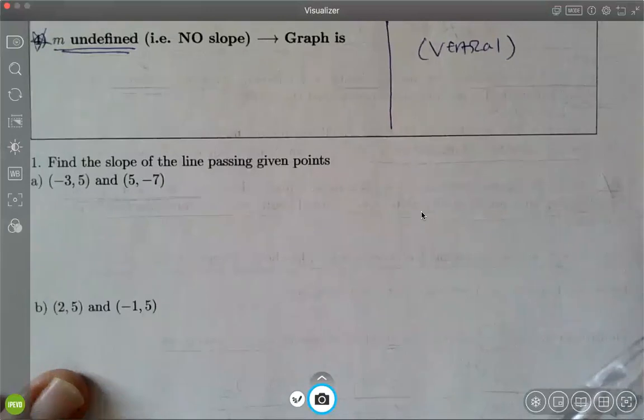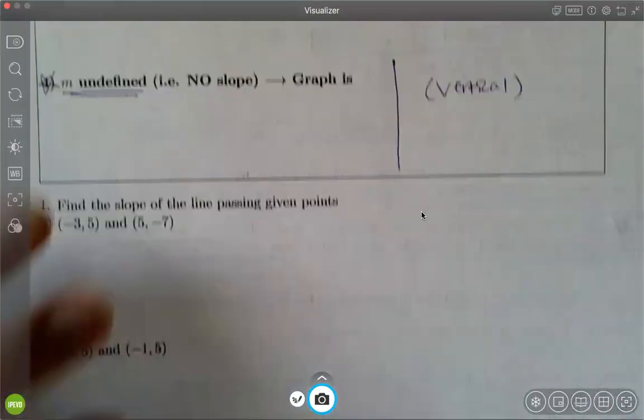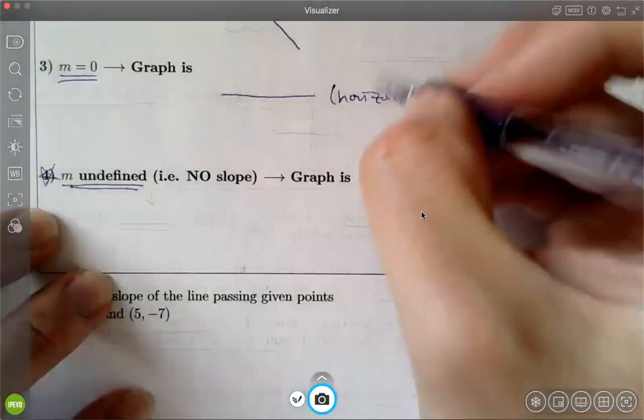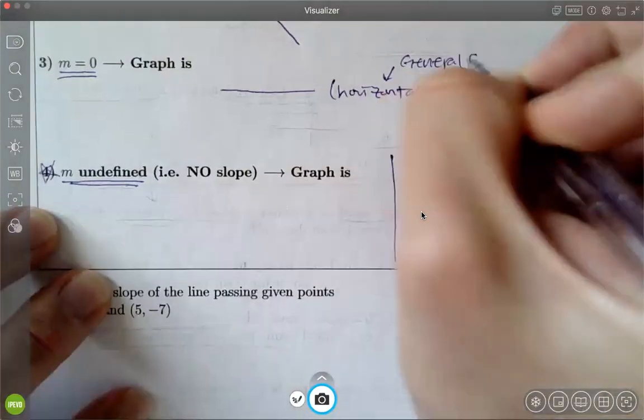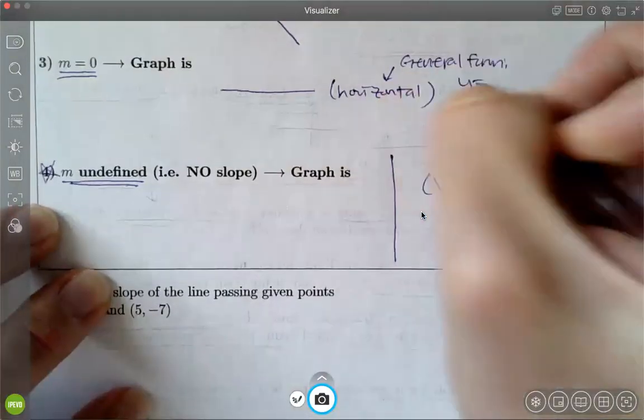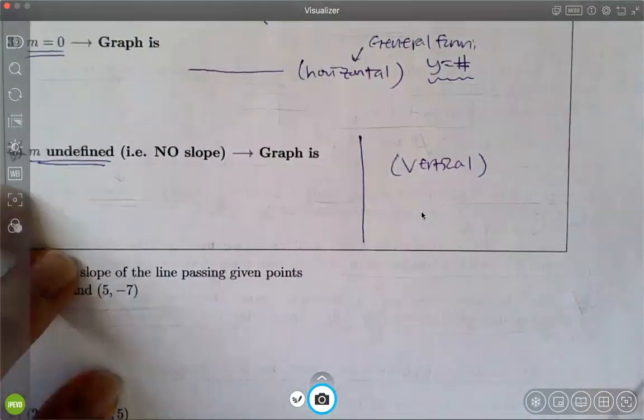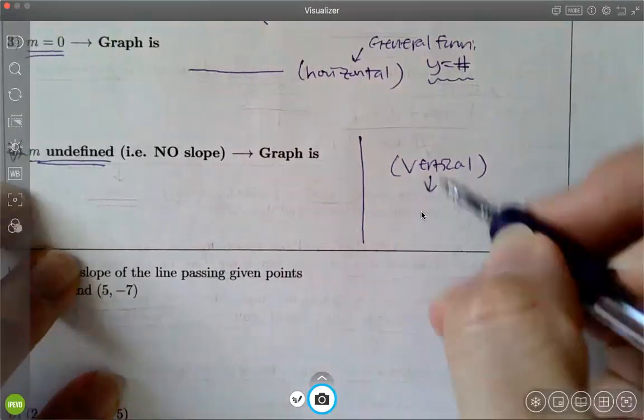Now, do you remember the general form of the horizontal and vertical lines? First of all, the horizontal line means y equals a number. Remember that? Which means what? The x is missing, right? Now, what is the general form of the vertical line?